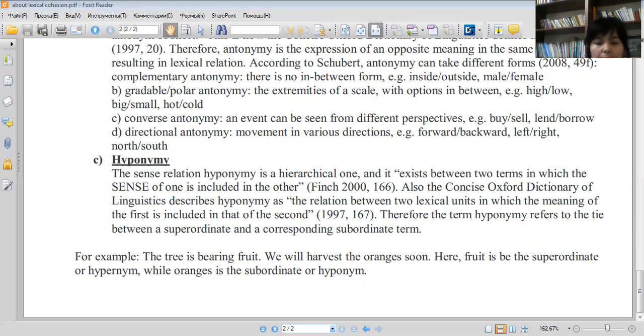So let's watch a video about cohesion and coherence.